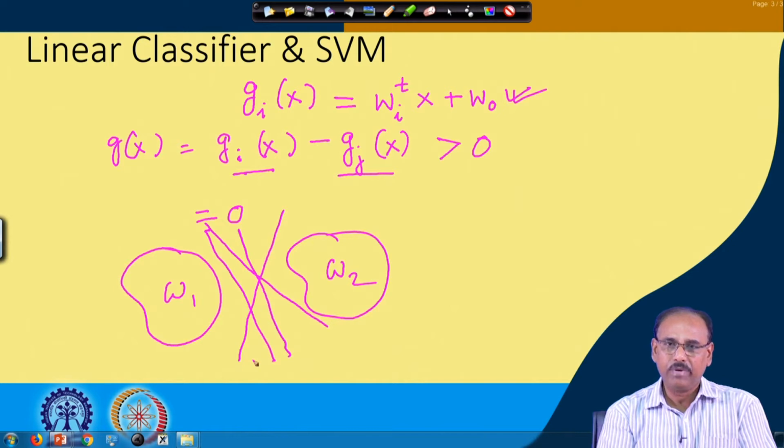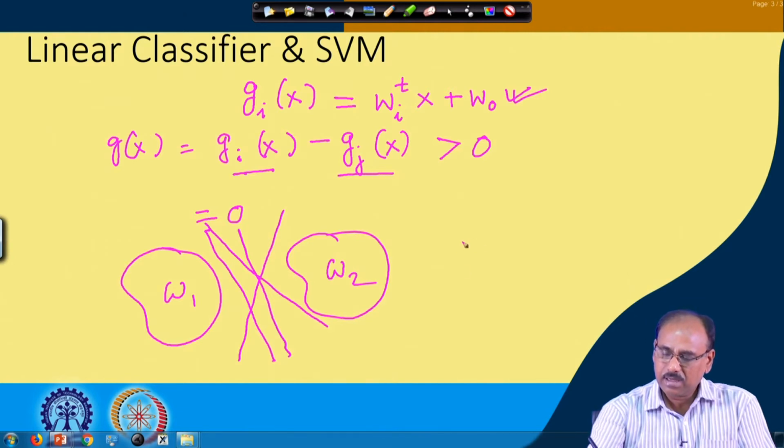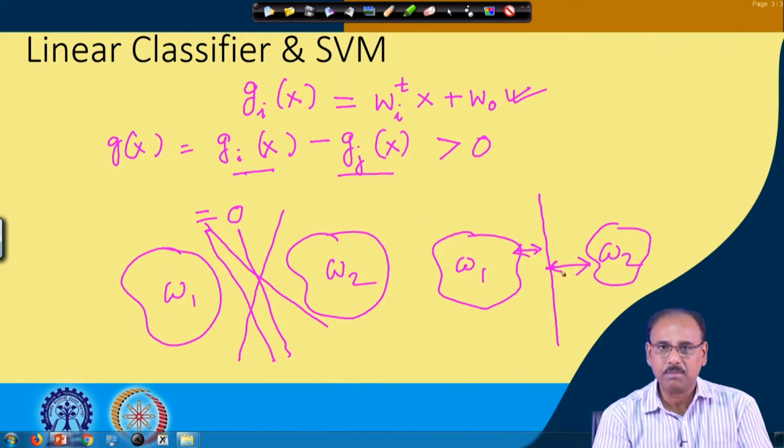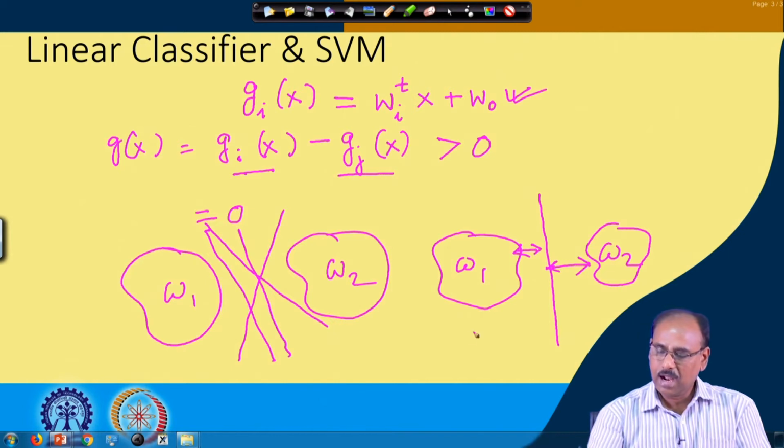So, there we went for support vector machines, which ensure that the margin that you get is maximum. That means, given a set of samples belonging to omega 1 and another set belonging to omega 2, your separating plane gives you a maximum margin from the samples belonging to class omega 1 and the samples belonging to class omega 2. And this was the aim of the support vector machine, or SVM.